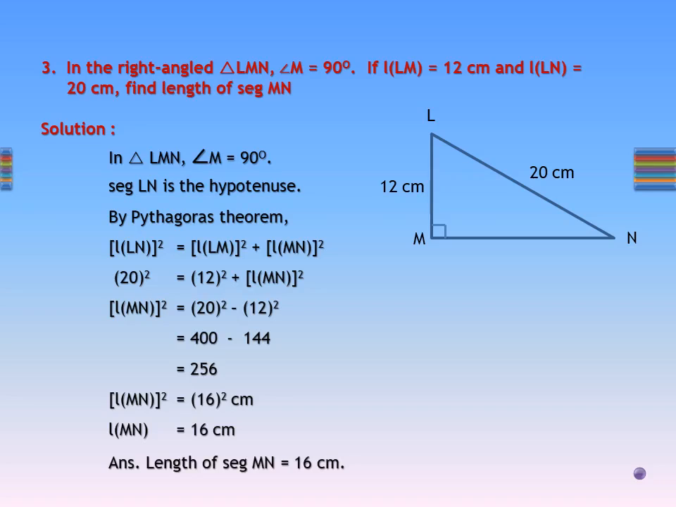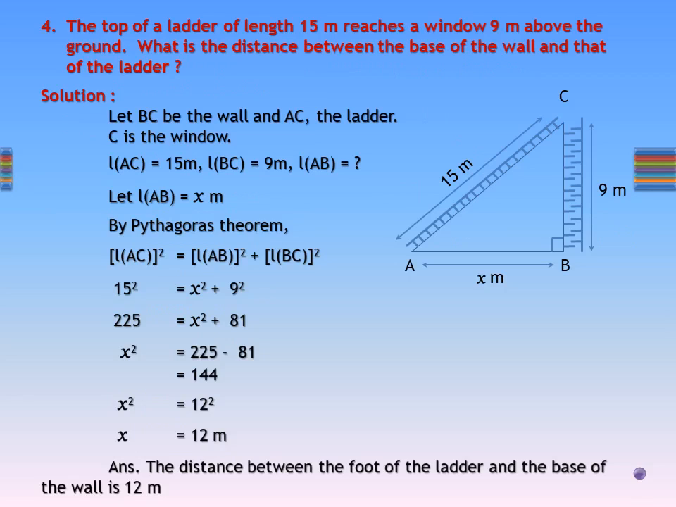If you remove the square from both the sides, length MN equals 16 centimeter. Therefore, the length of segment MN equals 16 centimeter. Now let us solve the fourth sum.